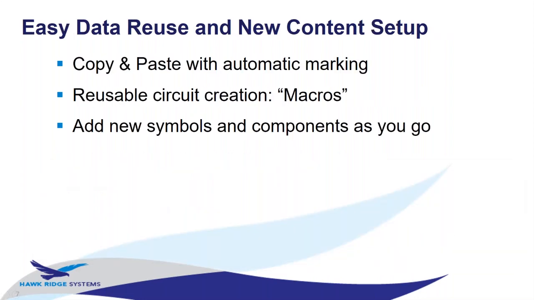I showed you data reuse and new content setup. I didn't show you the copy and paste, but it works the same way as the macros. I did show you the copy and paste on the DIN rails. It works the exact same way for circuit information also. So if you copy and paste wires and symbols, it does exactly the same thing. Set up a macro and use that for you.